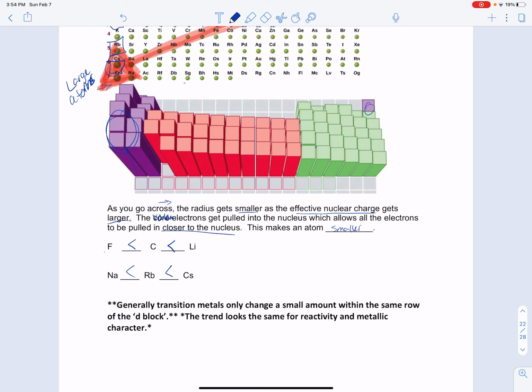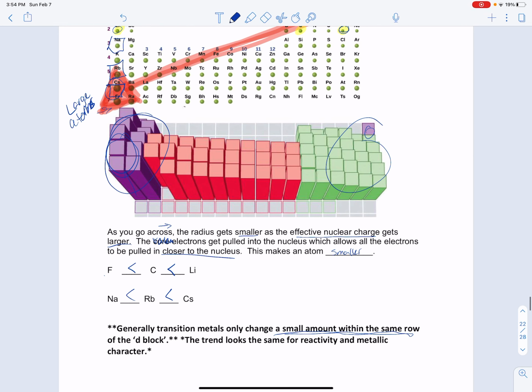Generally, transition metals only change a small amount within the same row. Very, very small amount. It's hard to measure within the D block. So this trend is most effective on this side and this side. And although these kind of look like they're going up, there's not that much. There's just some difference. So there's not a huge change. So just be aware that the change within the transition metals, you probably won't be given transition metals for this trend because the change is just so very slight, especially in this range there.